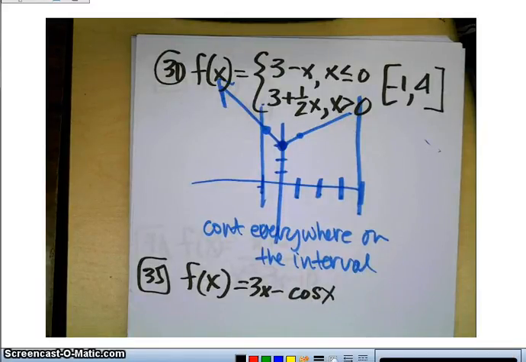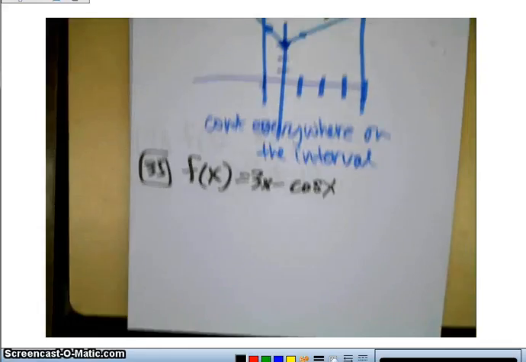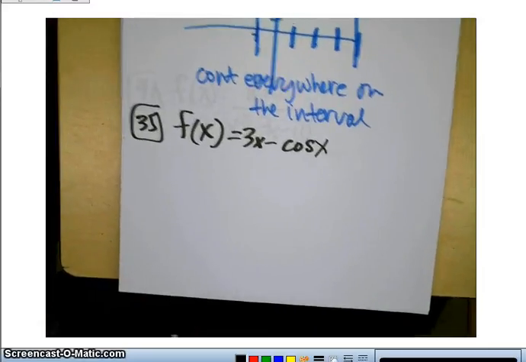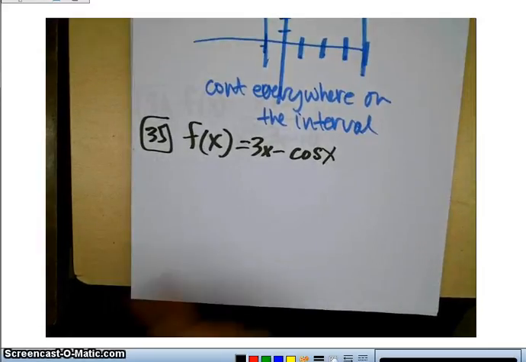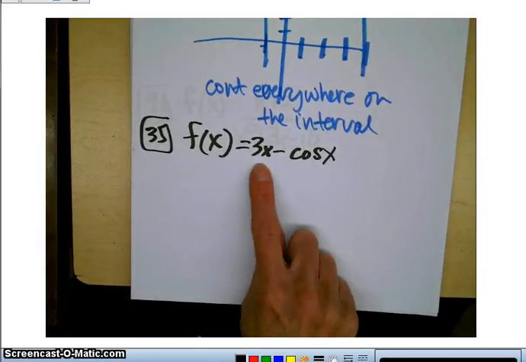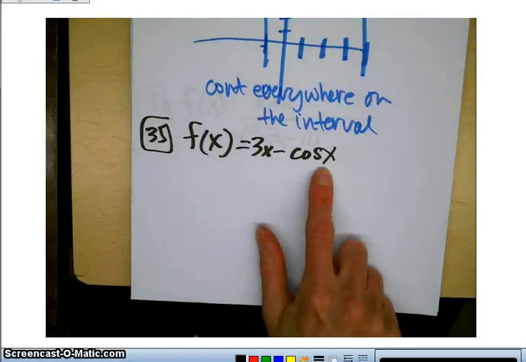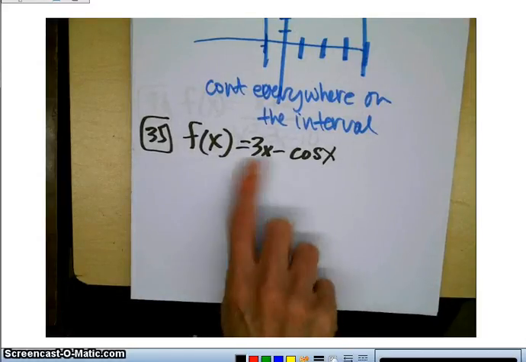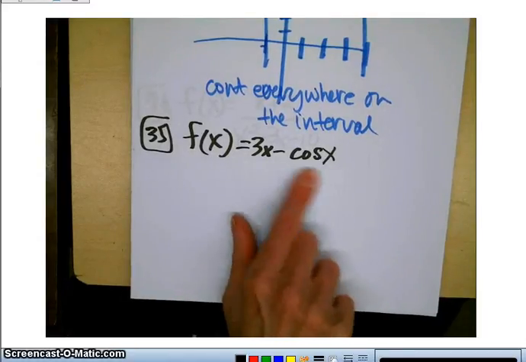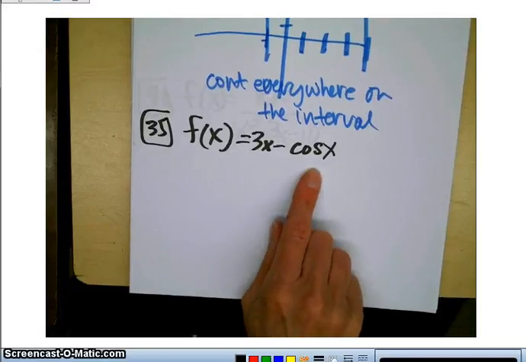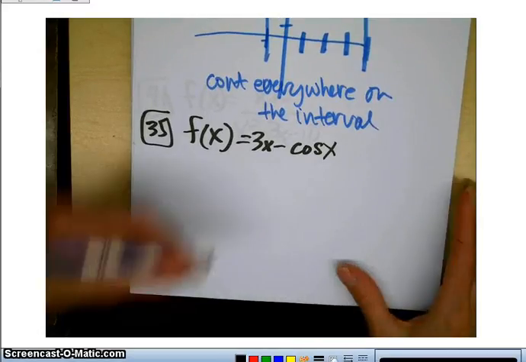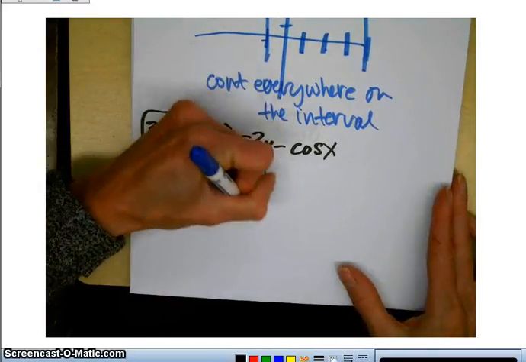All right, so the next one, a cosine function. I don't really need to graph this one to realize that this is going to be continuous everywhere. 3x is a line. This is continuous everywhere. And cosine x is also continuous. So when you combine the two, a linear combination of these two, if you read the section, is continuous. So this is continuous everywhere.